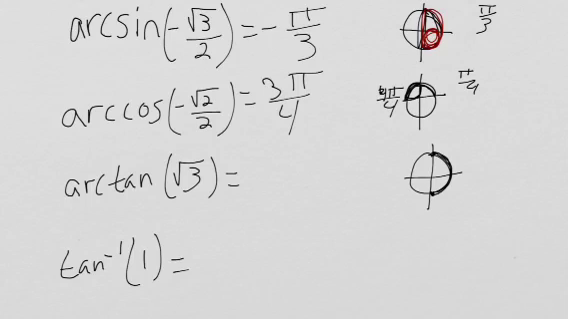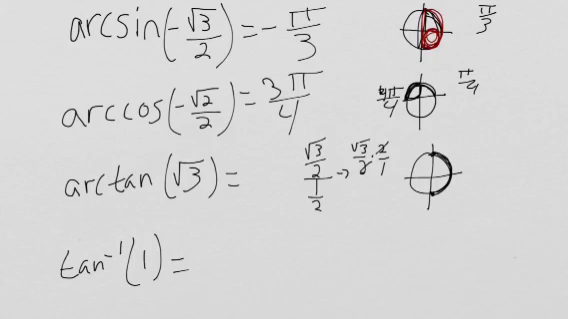So what we need to do is determine where tangent is going to be root 3. So that's where we have sine root 3 over 2 and cosine 1/2. Because if we have root 3 over 2 over 1/2, that's root 3 over 2 times 2 over 1, and then those 2's cancel, right? Then we're just left with root 3.